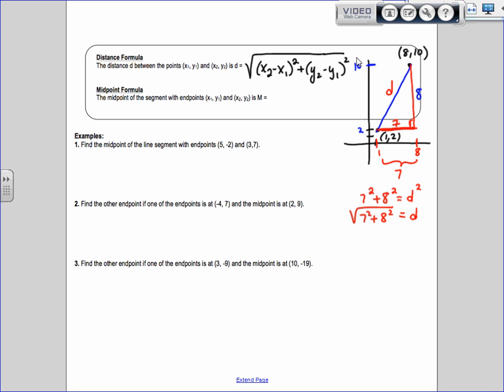Okay, the midpoint formula. Anybody know that one? It's only been a year since you've been in geometry. Yeah? Emily?